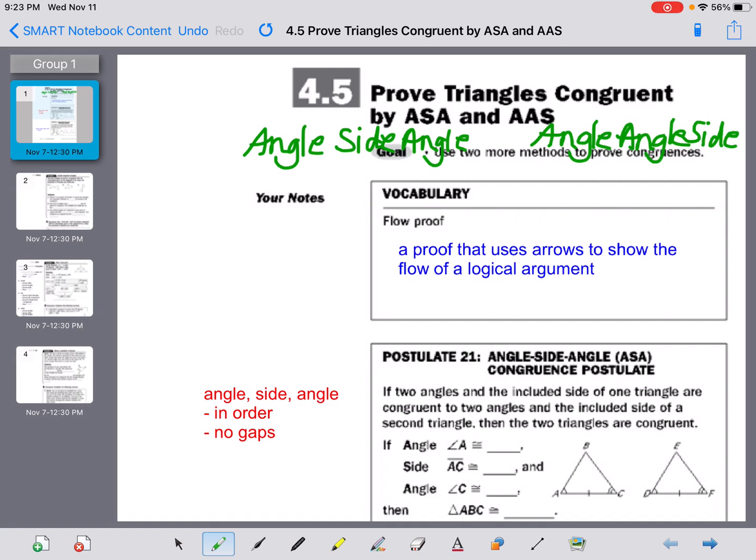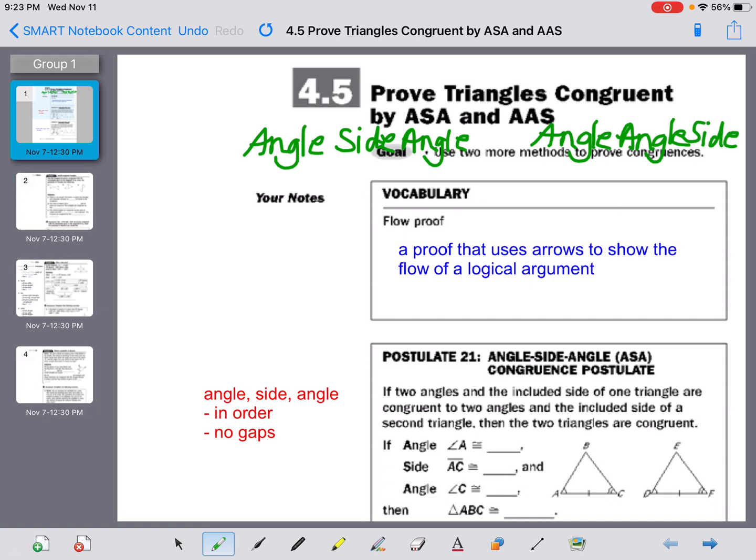All right, one vocab for us today, flow proof, a proof that uses arrows to show the flow of a logical argument. All right, we're going to treat the flow proof just like we do the paragraph proof. I'm going to show you some examples. We're going to kind of walk through them today with a few examples. And if you like that method, you're welcome to use it. If you don't care for that method, you don't have to use it.